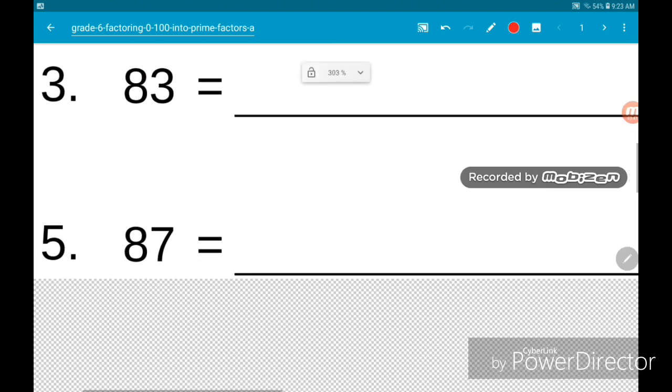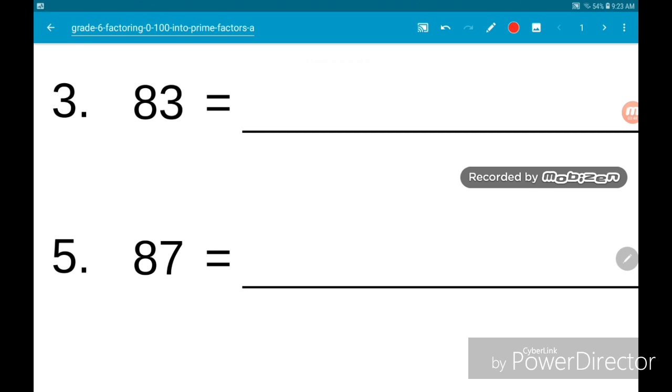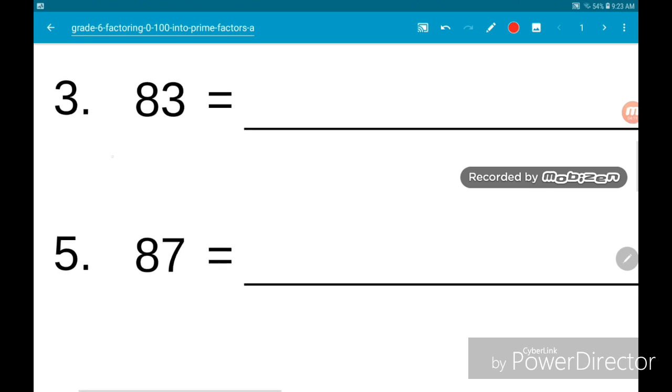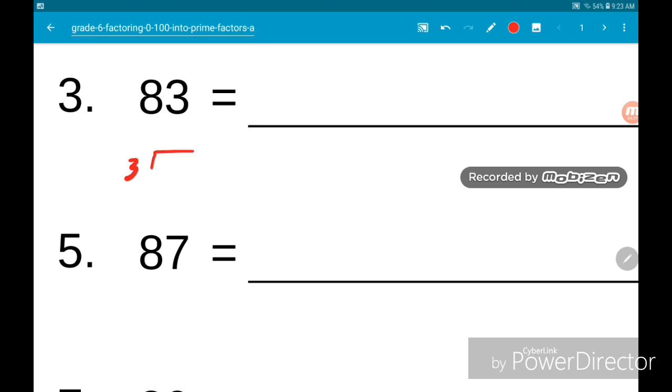For 83. 83 is not even, so you can't divide by 2. One trick we learned last year. You take the two numbers, 8 and 3. When we add those together, what do we get? 8, 9, 10, 11. That doesn't help us. Try different numbers. Let's try 3. Does 3 go into 83?